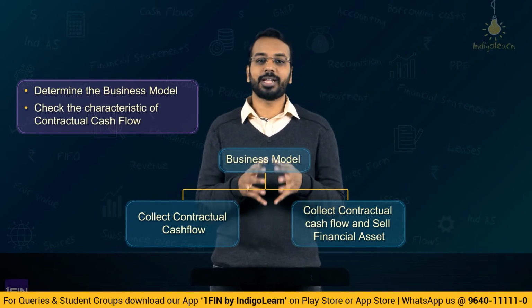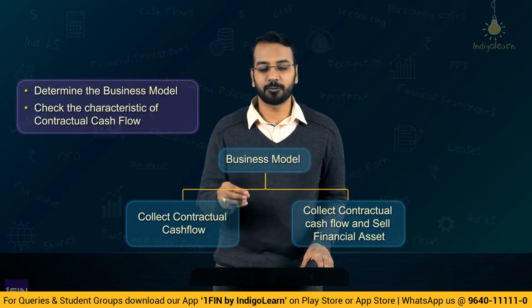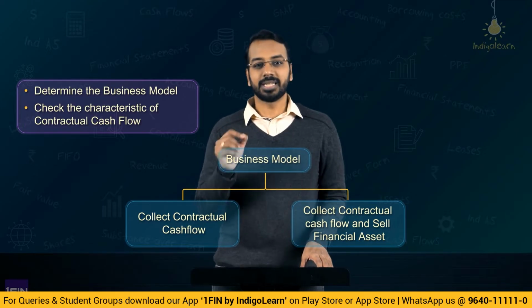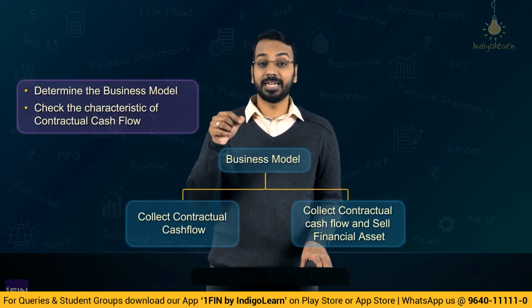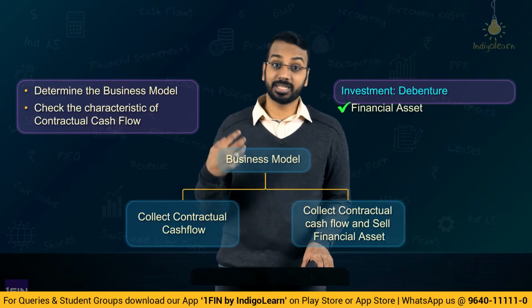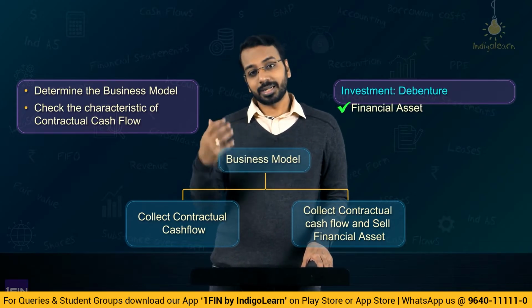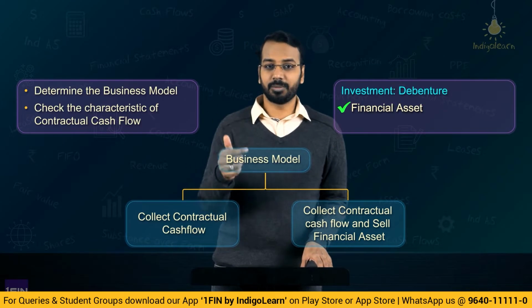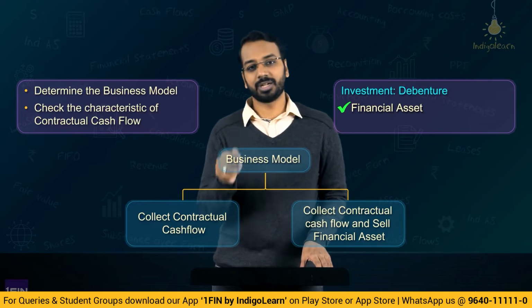Now, what is the meaning of contractual cash flow? Basically, the cash flow arising out of a contract. Say for example, I have invested in debentures of a company. It's a financial asset for me. Now, under the contract of debenture, because I have purchased a debenture, I have entered into a contract with the company.